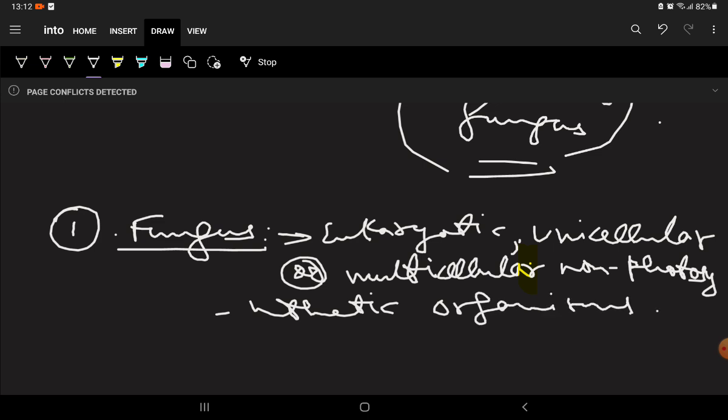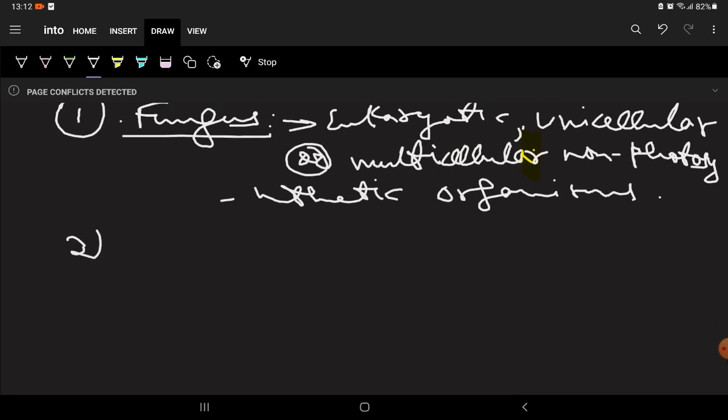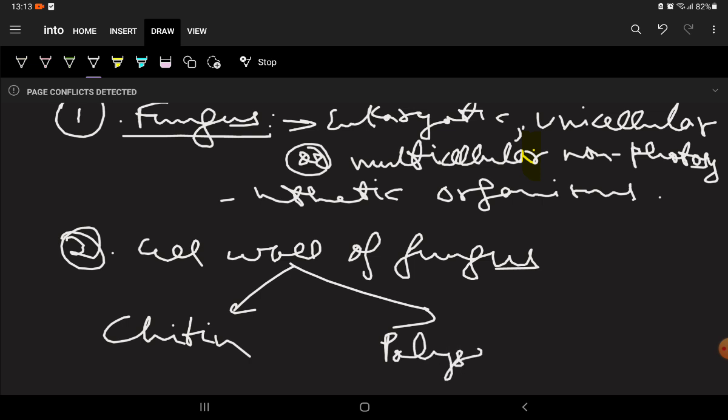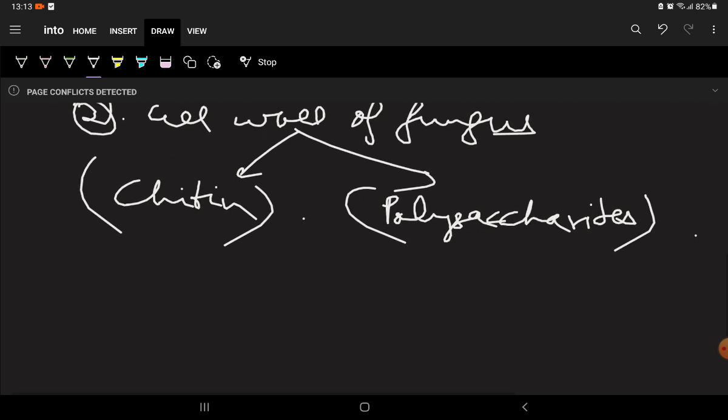Okay, so now we will study that. We should know that the cell wall of fungus is made up of chitin and polysaccharides. Chitin and polysaccharides. Okay, so this is the basic point regarding the mycology or fungus.